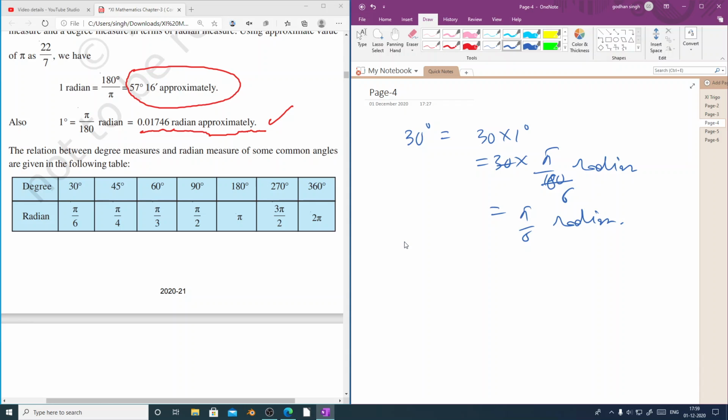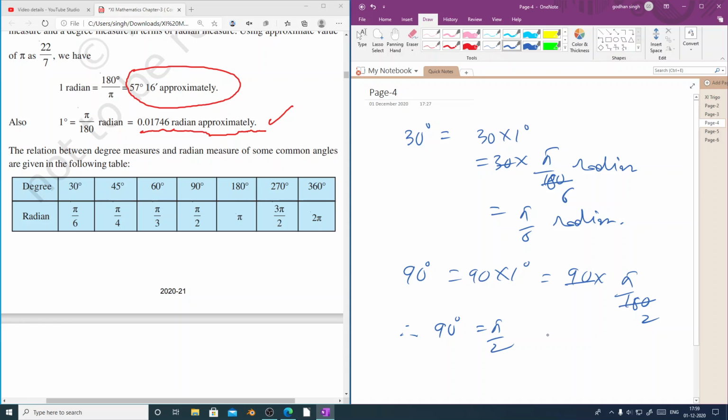Now let us take another example, say 90 degrees. 90 degrees can be written as 90 into 1 degree, and 1 degree is nothing but pi by 180. So 90 into pi by 180, and 90 will cancel 180, so we get pi by 2. Therefore we can say that 90 degrees equals pi by 2 radians.